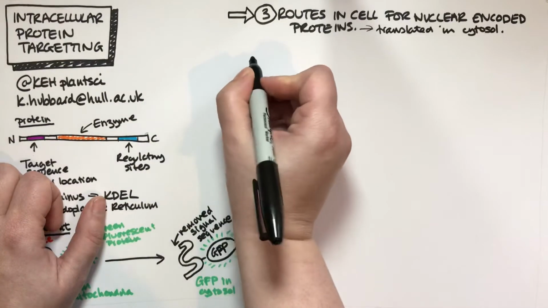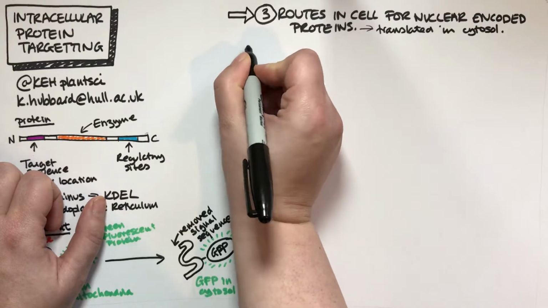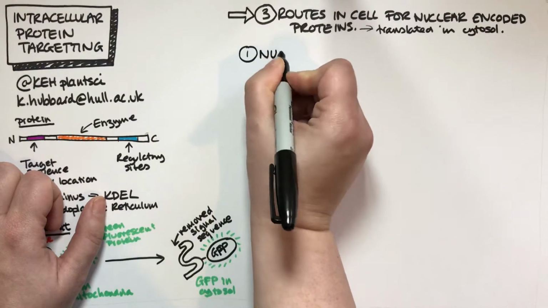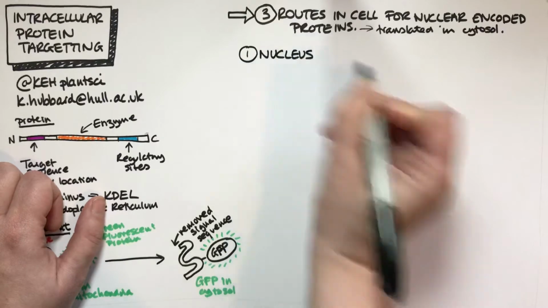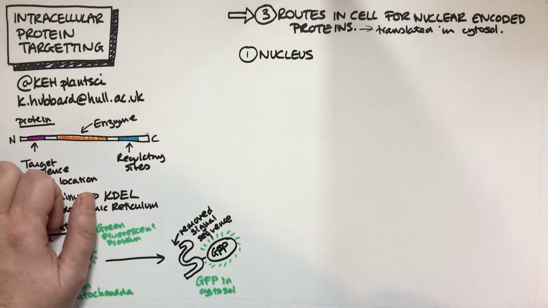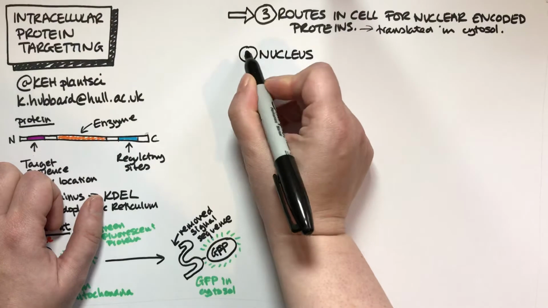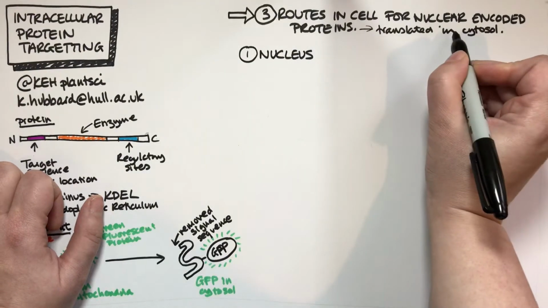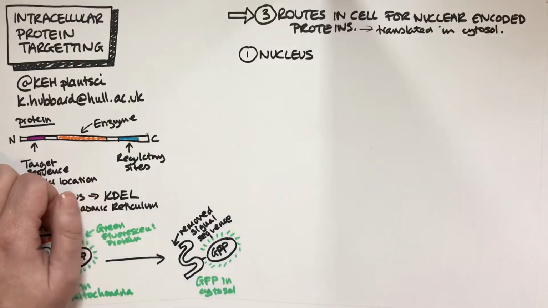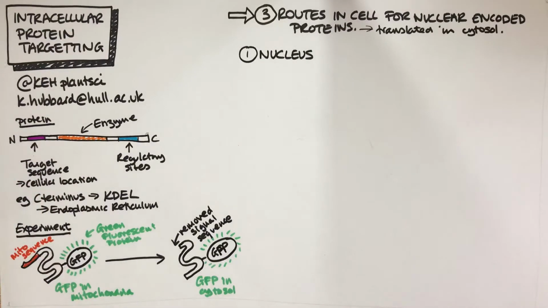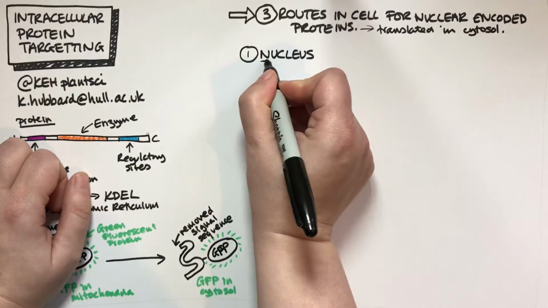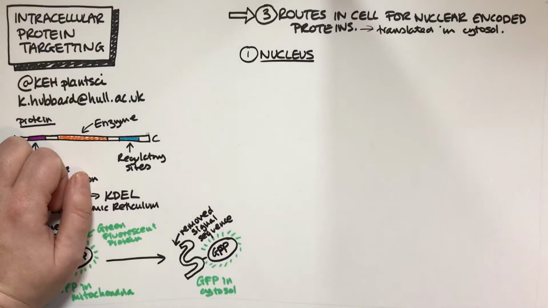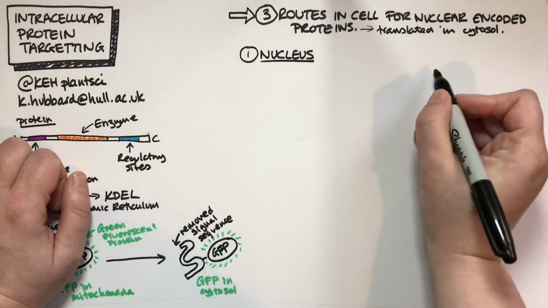Okay, so where are these 3 locations? Well, the first location is actually into the nucleus. Okay, so we need proteins in the nucleus, we need histones, we need transcription factors, we need all the DNA binding proteins. And although those are encoded in the nuclear genome, they're translated in the cytosol. There are no ribosomes in the nucleus, the ribosomes are in the cytosol. So if we need a nuclear protein, we actually have a way of that protein getting back into the nucleus. Okay, so how does this system work?